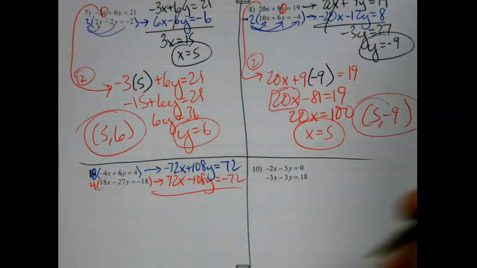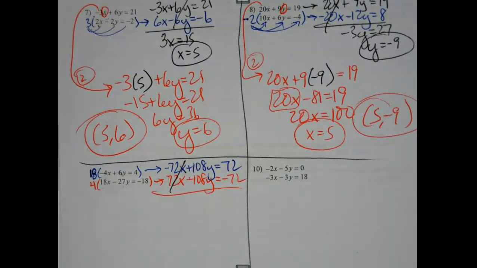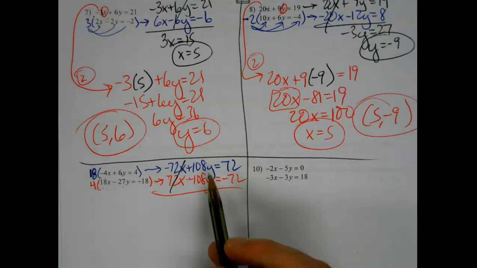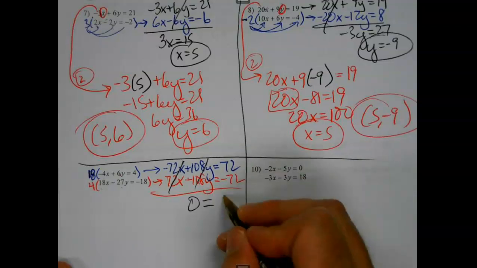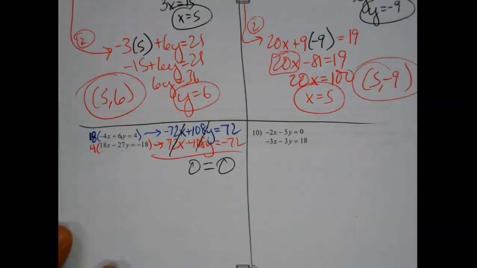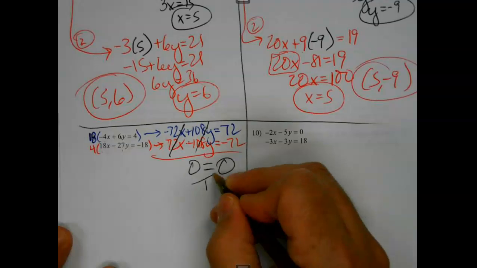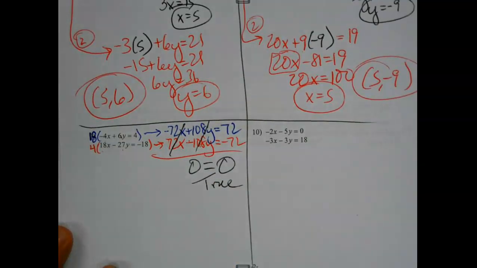All right. So there go the x's. That's what was supposed to happen. Oh, wait a minute, though. 108 minus 108, that goes away too. That's kind of weird. And 72 minus 72 is 0. Uh-oh. What does that mean? Well, in this case, that's true. 0 does equal 0.